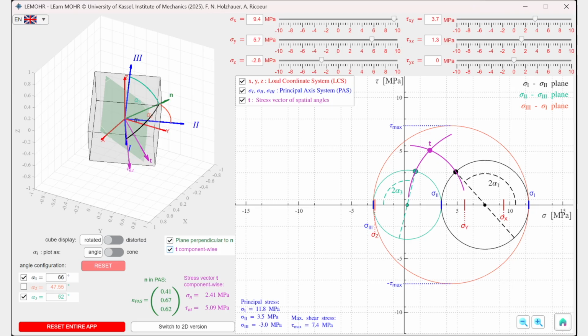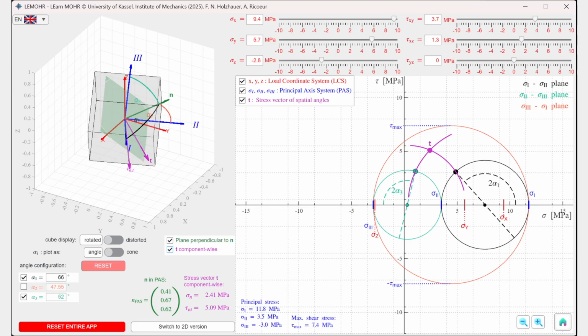Using the center of the black 1-2 circle, an arc is drawn from the turquoise point on the turquoise circle. A second arc is drawn from the black point on the black circle, using the center of the turquoise 2-3 circle. These two purple arcs intersect at the point T. The sigma component of this point corresponds to the normal stress component of the stress vector T, in other words, the stress acting perpendicular to the selected cut surface. The tau component represents the combined shear stress acting in the green highlighted cut plane.